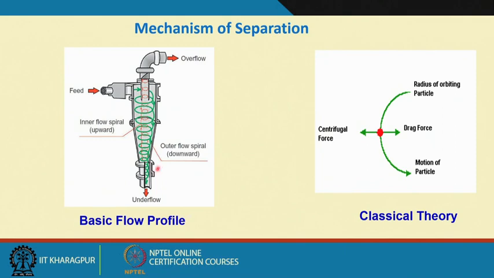Because of that, what happens? This part, this underflow opening, is open to the atmosphere. So, automatically atmospheric air gets sucked, and then because of the spiraling action, that we call the vortex flow, that is your water is moving like this, and when the air is sucked, it will start rotating in an opposite direction and it will try to go out through the overflow.